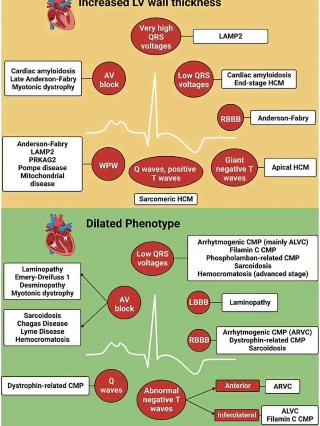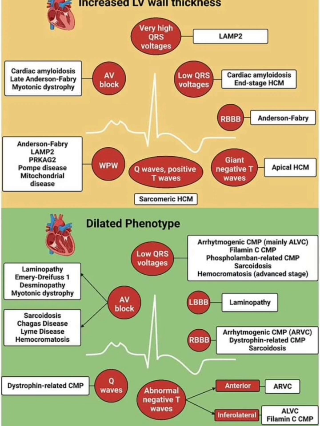In sarcomeric hypertrophic cardiomyopathy, there would be Q waves with positive T waves. And in Anderson-Fabry, LAMP2, PRKAG2, Pompe's disease, and mitochondrial disease, there would be a WPW pattern. And in cardiac amyloidosis, late Anderson-Fabry and myotonic dystrophy, there would be AV block.